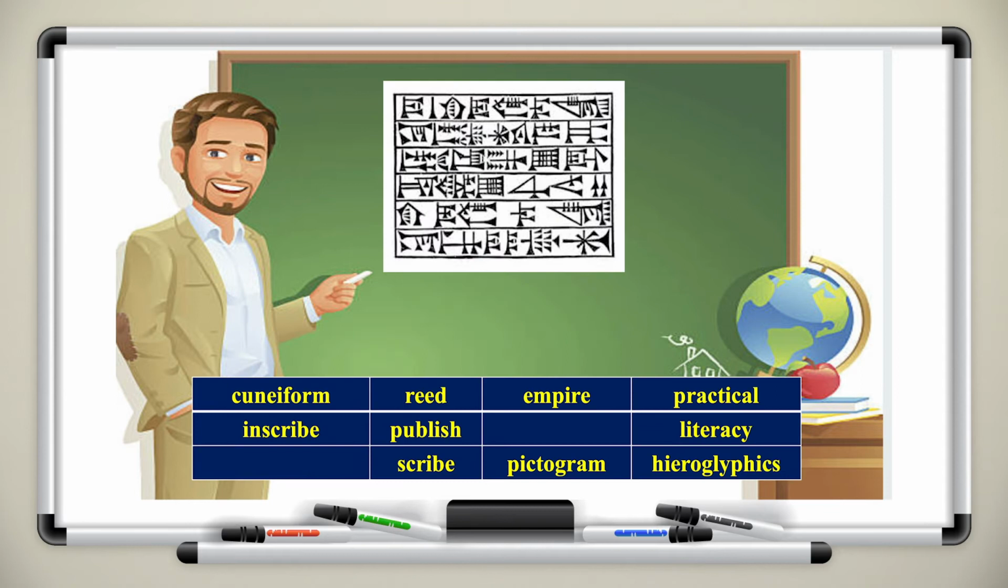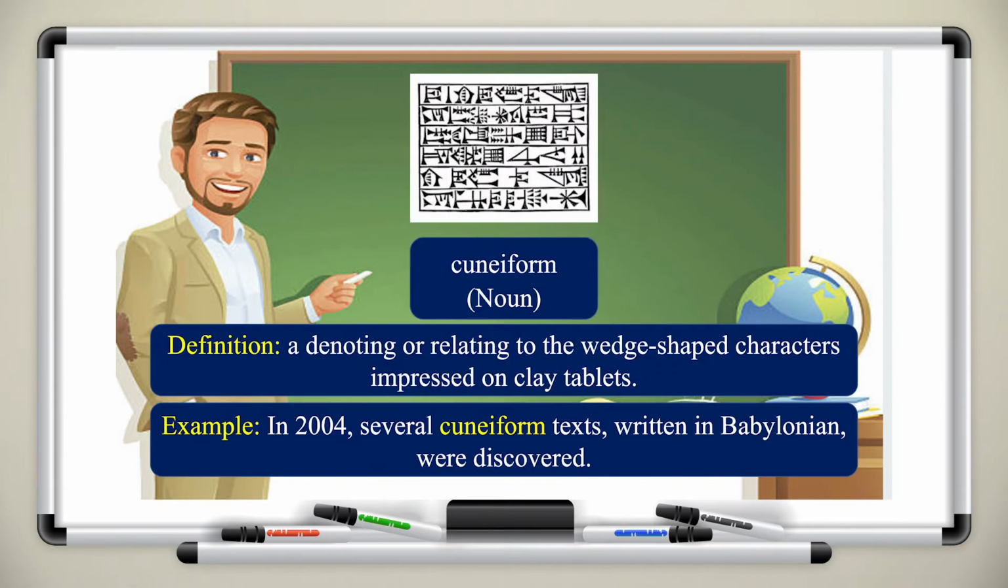The next picture we have here is kind of a drawing or a picture or a symbol of something. That's a cuneiform. It's a noun. It means denoting or relating to the wedge-shaped characters impressed on clay tablets. So those are the wedges that are impressed on clay tablets. For example, in 2004, several cuneiform texts written in Babylonian were discovered. So very old texts from different empires.